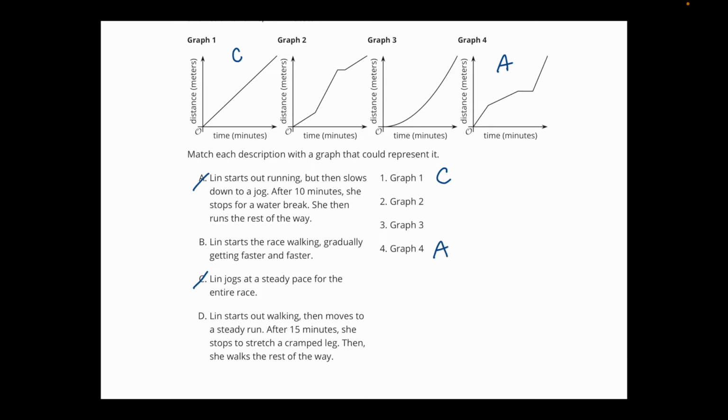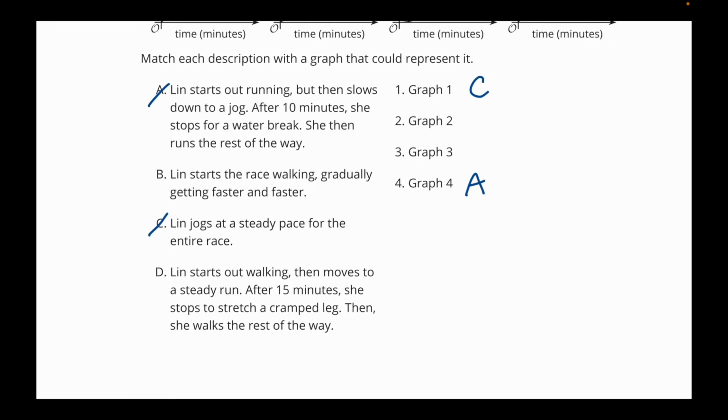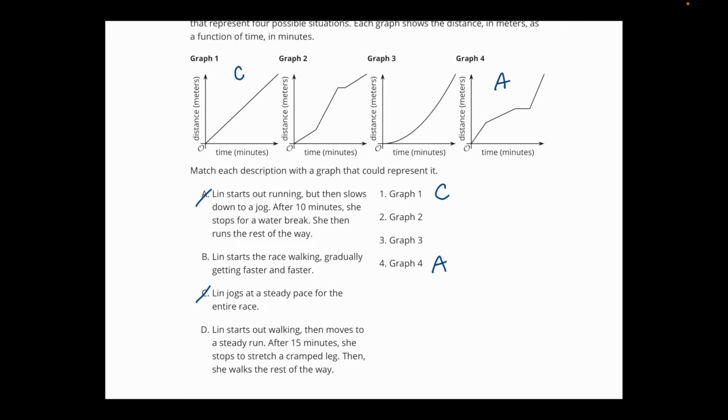Okay, so then this other long situation here, option D, this is probably going to be the one we were looking at for graph 2. Lynn starts out walking, then moves to a steady run. After 15 minutes, she stops to stretch a cramped leg and then walks the rest of the way. That seems like this starts out walking, then speeds up and runs, and then is like, oh no, I have a cramp, and then starts walking again the rest of the way, slowing down. That sounds more like this option here. So D is going to be graph number 2.